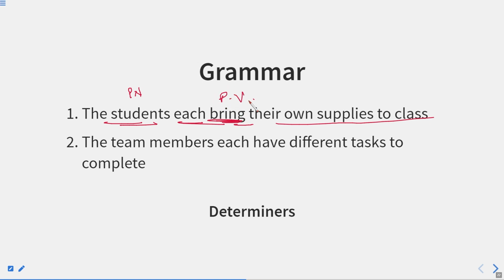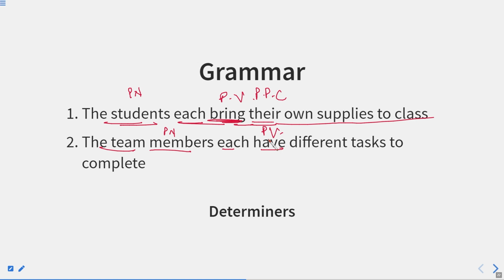Now brings is the singular verb, the plural verb is bring: their own supplies to class. Now there is also a plural possessive case. The team members each. So the team members, these are plural nouns. Each, and after that we have, that is a plural verb. Different tasks to complete. So this is how we can use each with the plural form of the verb. This is again a very, very important concept of subject verb agreement as well.